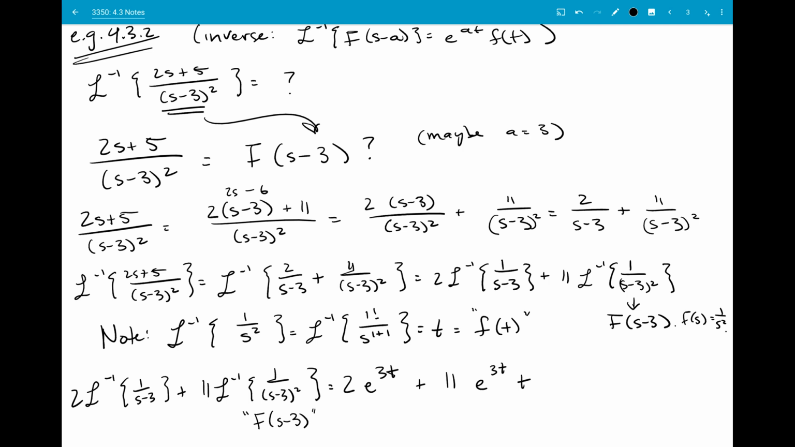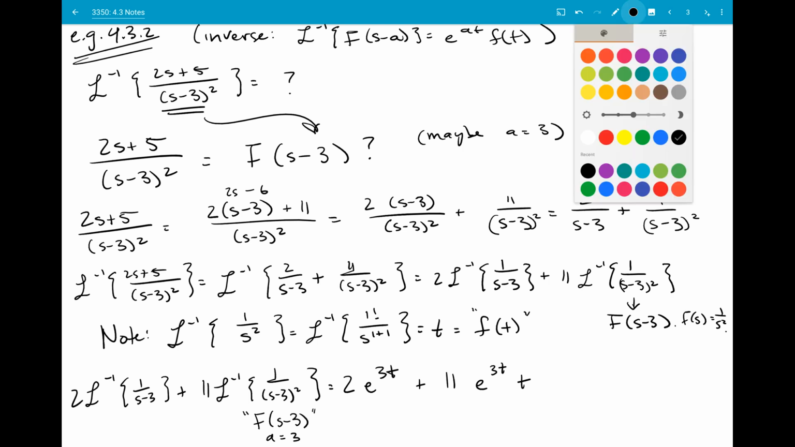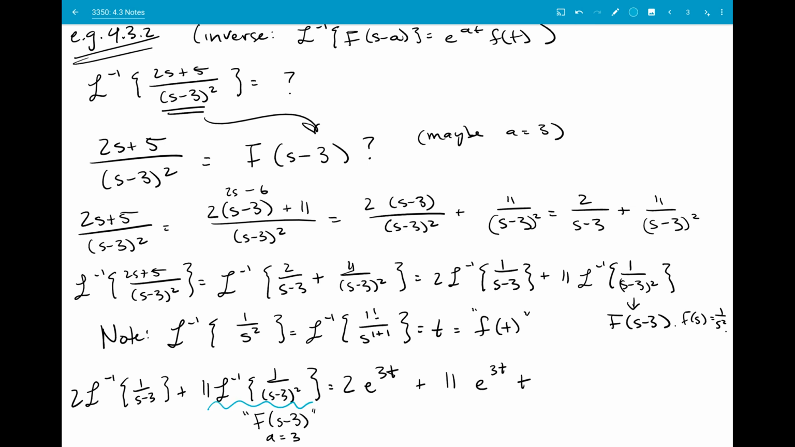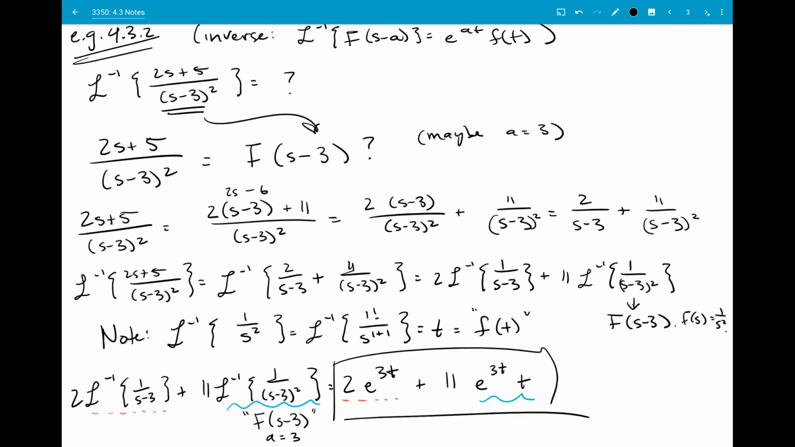So there's our F of s - 3. So our a equals 3. I'll go ahead and underline this term. Oh, I don't need the 11. This term created this term. And then this one was something that you knew how to do last week. And then that's the answer. So what you're going to find with most of these Laplace transform problems is that the inverse is a lot more difficult than the forward direction.